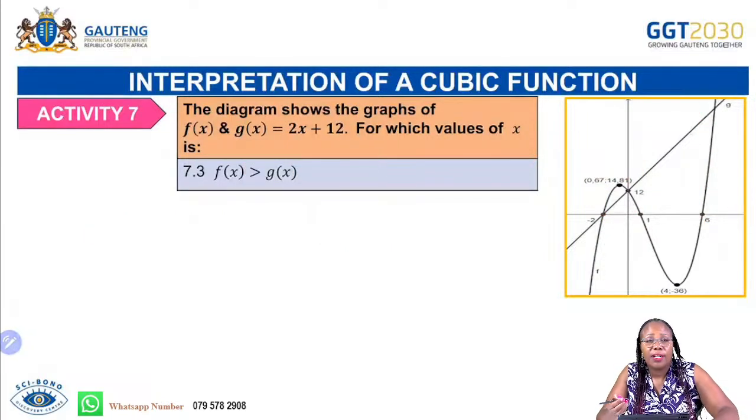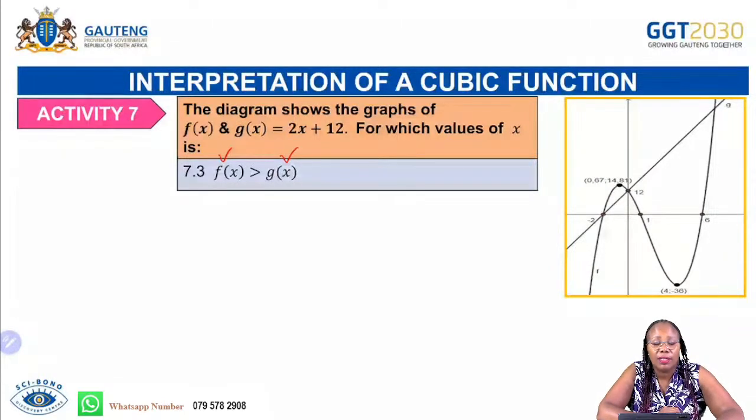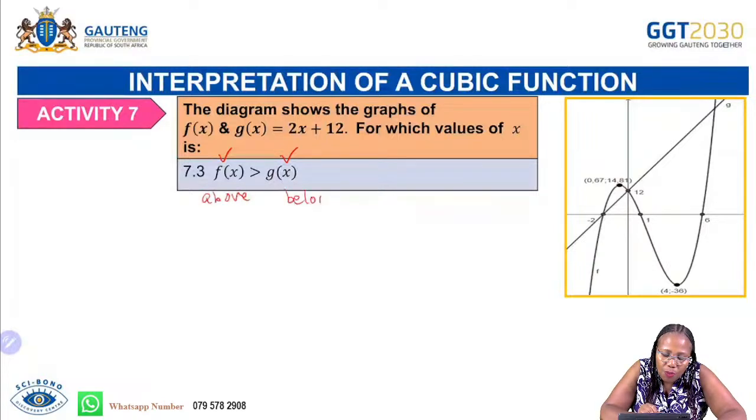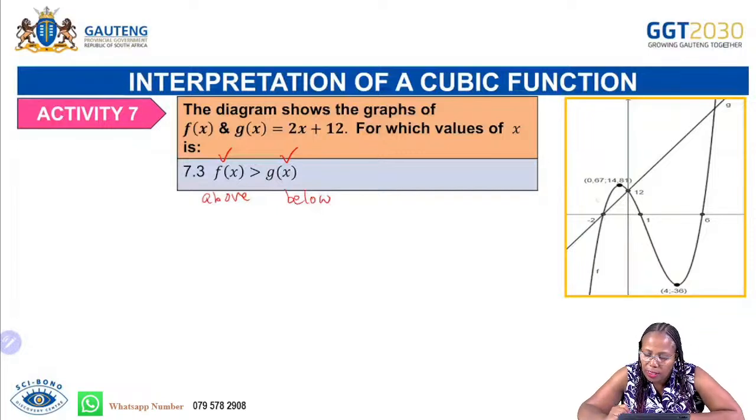Happy grade 12. 7.3, where f is greater than the g function. What does it mean? It means f must be above, the g function below. So the f graph must be above the g graph. We are looking for the x value where the f graph is above the g graph. Let's check now. Okay, the f is above. It's from this point. Can you see this part? It's above up to here. Then here it starts to be below, and then it will be above again from that point here. And the coordinate for that point is 7 and 28.